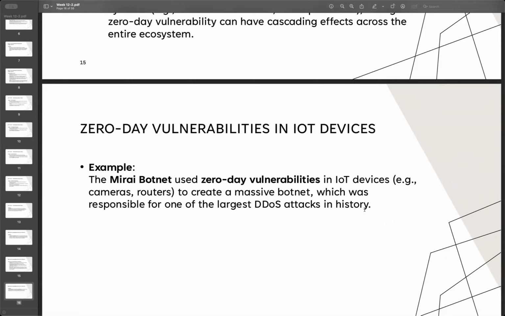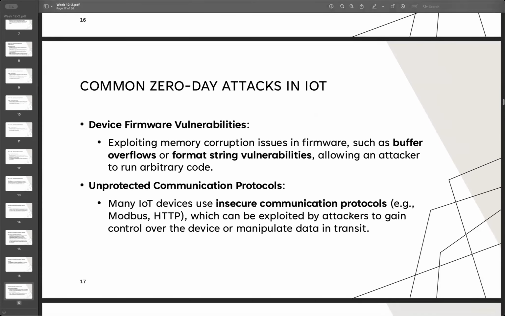But also, as a follow-up, sometimes they don't have an automatic update, so they need to wait for the customer to update the firmware. If the customer didn't update, then you still expose those vulnerabilities. So you're not yet fixed. So that's the dilemma. And also we have some common zero-day attacks.